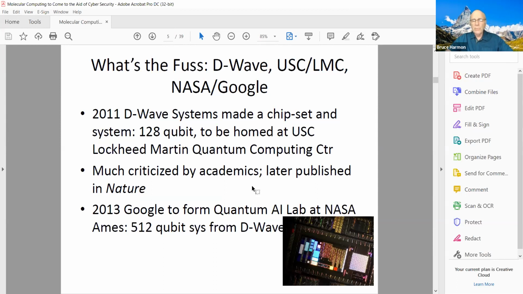And then Google in 2013 bought one of those units, and IBM has a unit of its own that is of its own invention. And there are other players, as we shall see.